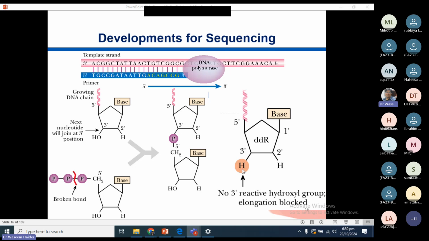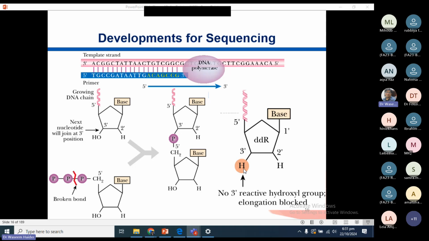But if it has H here at position number 3, if you suffocate it, if you take its oxygen out, then it becomes dideoxyribonucleotide. Why dideoxy? Because on position number 2, O was gone. So this is deoxy. Then on position number 3, again that oxygen is gone. So that is twice, or double deoxy. So dideoxy, right? Two times that thing is happening, both on position number 2 and position number 3.